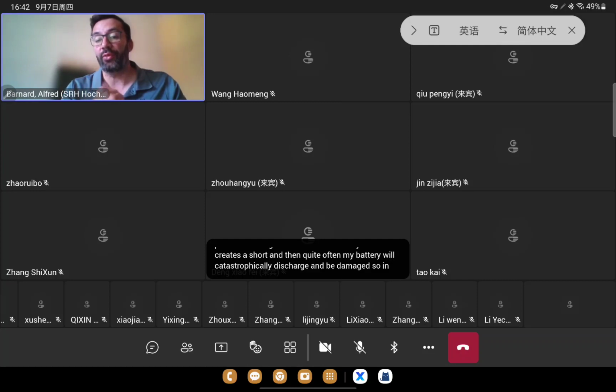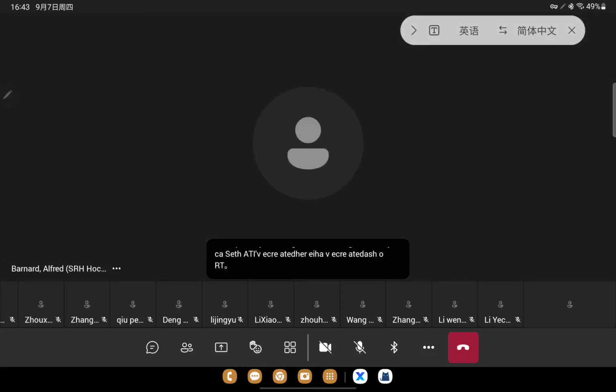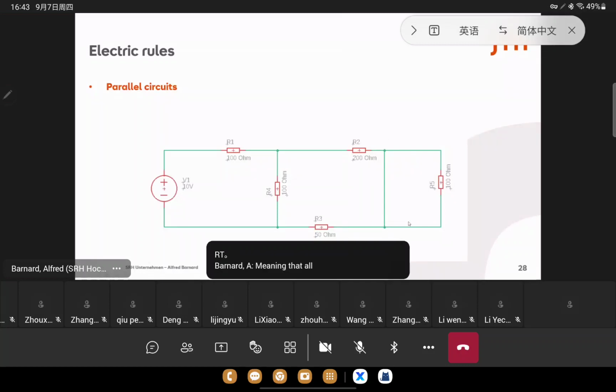So in my case that I've created here, I have created a short, meaning that all of my current will flow through this branch that has not got the resistor connected on it. So the current, as you might know, divides according to the resistance of each branch, and this branch has got a very, very extremely low resistance value. So almost all of the current will flow through here, and my R5 resistor will not see anything.